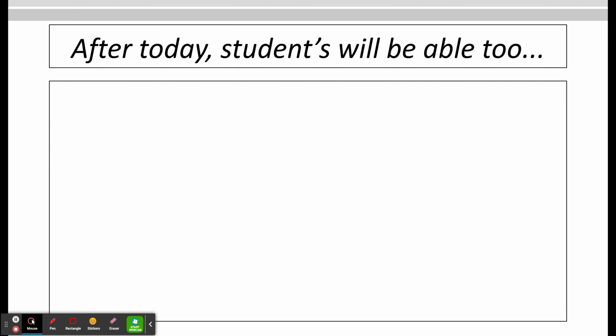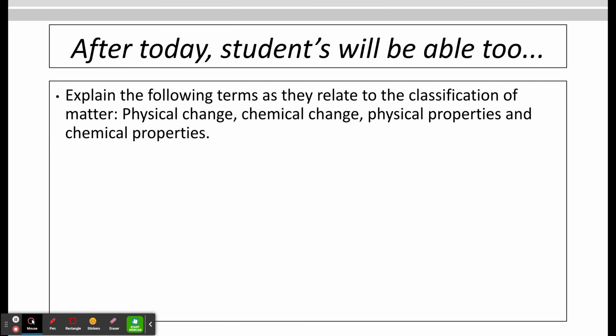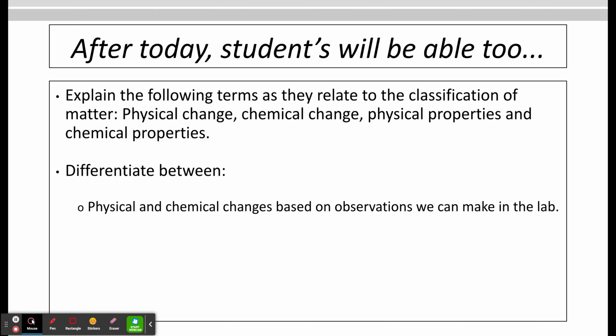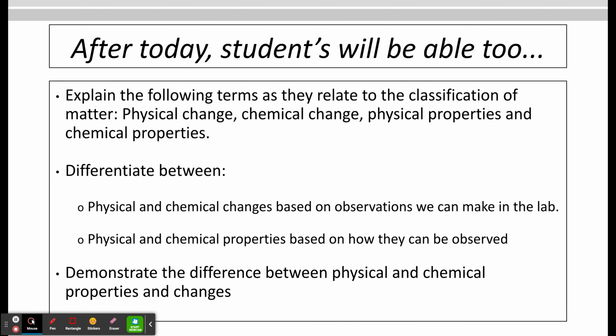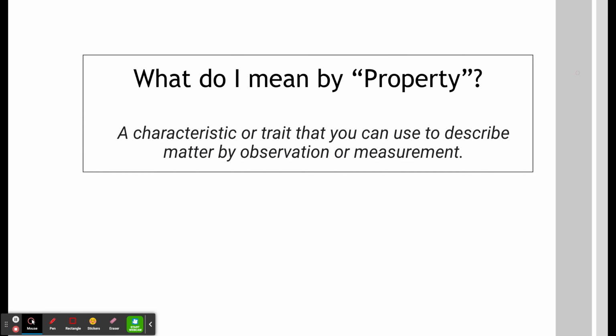Moving forward, after today, you'll be able to explain the following terms: physical and chemical change, and physical and chemical properties. You'll be able to differentiate between a physical and chemical change and a physical and chemical property. And you'll be able to demonstrate the difference between physical and chemical changes and properties.